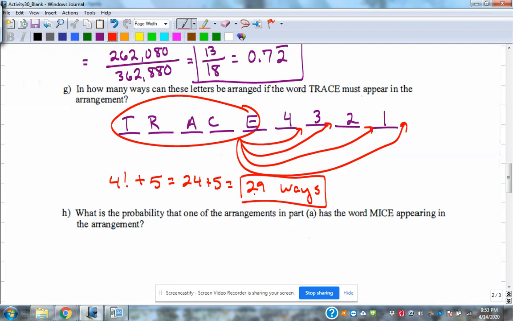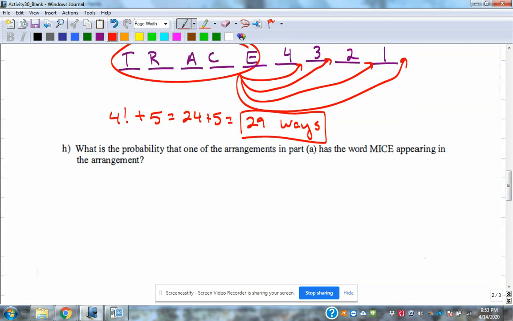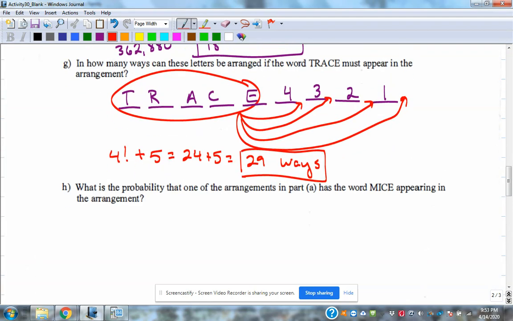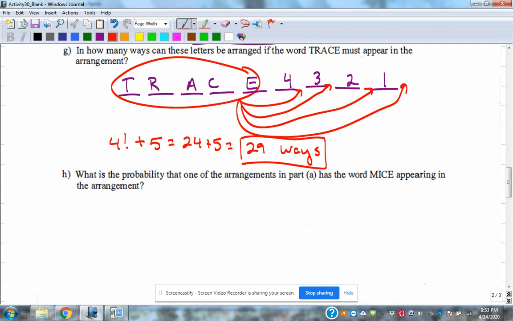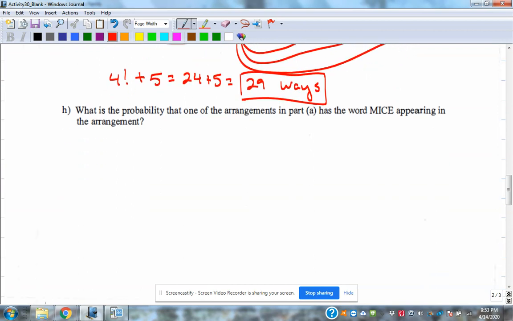Okay. H, similar problem. It says, what's the probability one of the arrangements in part A has the word mice in it. And so G was just the number of ways. H is a probability problem. So we're going to have to find the number of ways that mice could appear and then also figure in what's the probability of that.